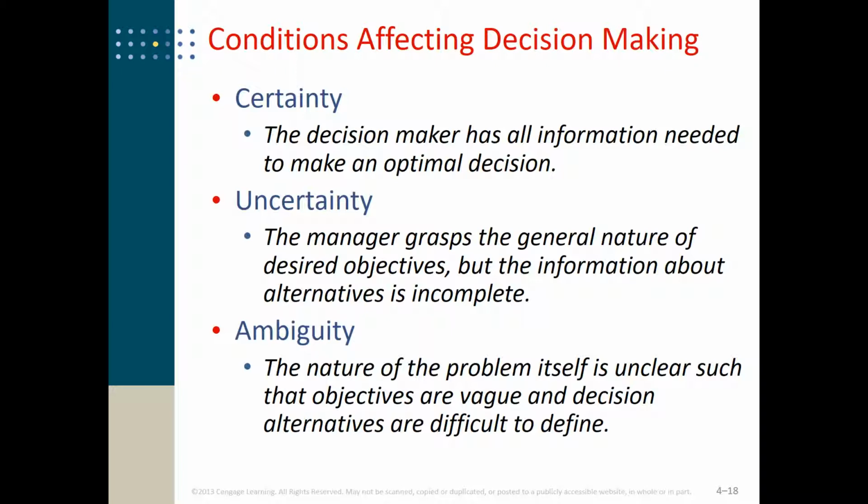Let me give you an example. Let's say an advertising agency wants to know the demographic characteristics of their customers. So they are very clear what information they need and how to collect this information. So that's a situation we call certainty.